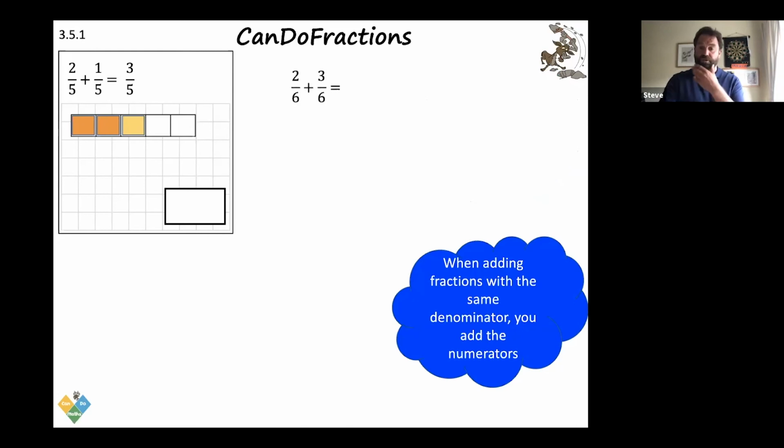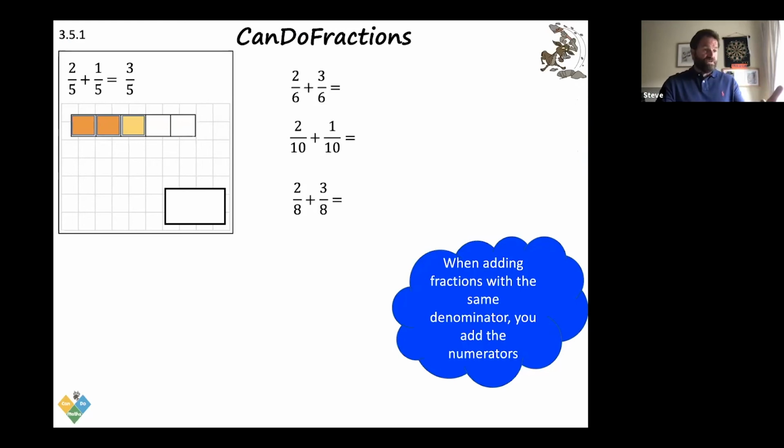Let's do another one now. What do you think the answer is, children? Mini whiteboards. Oh, it's 5/6. Why is it 5/6? Because when you add fractions with the same denominator, you add the numerators. Do I need to do another one? I don't know. But I might have to do another one and another one. I'm doing my AFL now. I'm the responsive teacher right now.